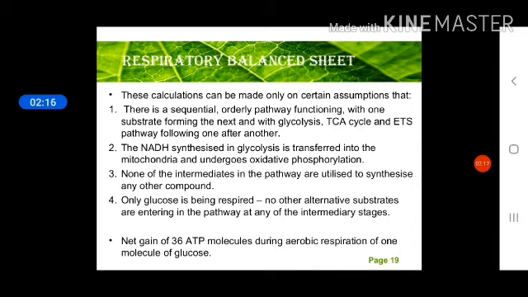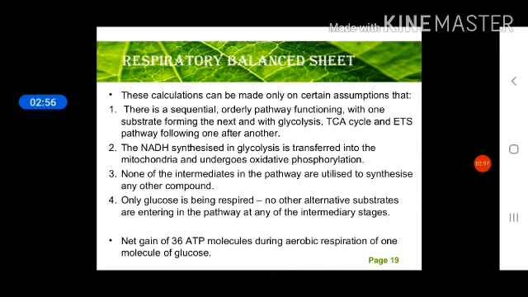Second, the NADH synthesized in the glycolysis process is transferred into the mitochondria and undergoes oxidative phosphorylation, because the rest of the NADH2 is already produced in the mitochondria, one during the link reaction and three during the Krebs cycle or TCA cycle. But two NADH were synthesized in glycolysis, which is present in the cytoplasm. So it should be transferred first into the mitochondria and it will undergo oxidative phosphorylation to produce ATP.